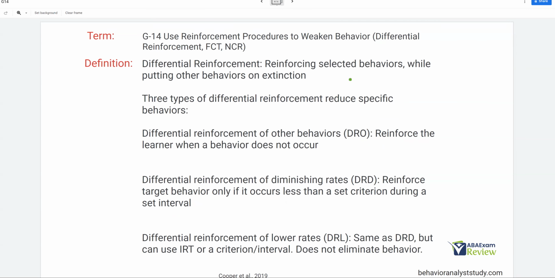Then, moving on to differential reinforcement that reduces specific behaviors. We have 3 types here, and these are probably the ones people struggle with the most. Let's start with one of the basic ones, differential reinforcement of other behaviors. A DRO procedure is so different from the other procedures because we are strictly looking to reinforce in the absence of the behavior.